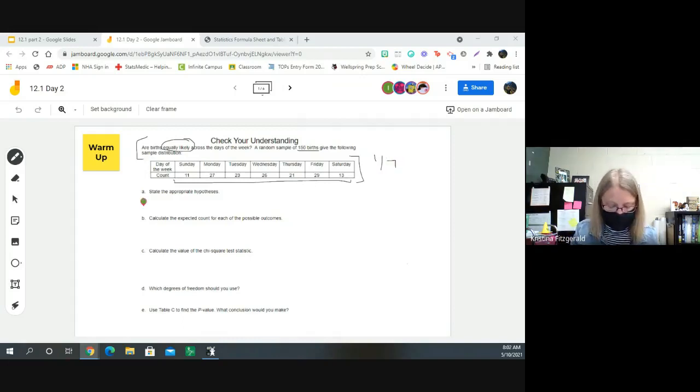So for our hypotheses here, we would say births are equally likely.